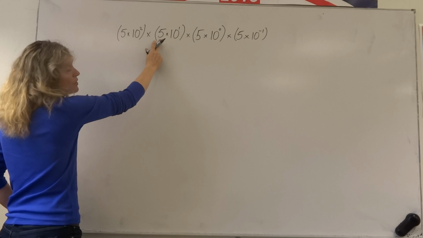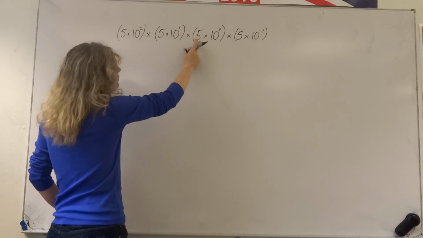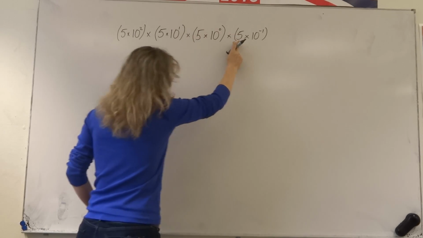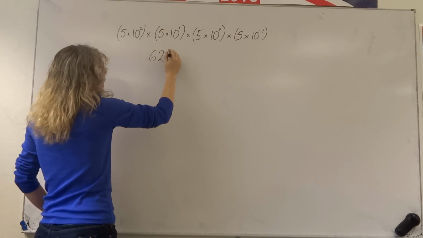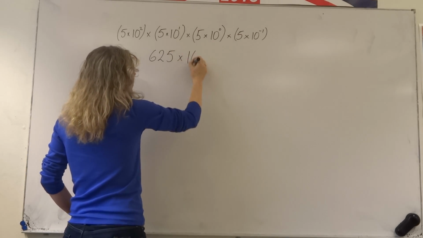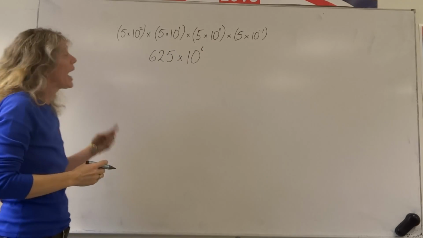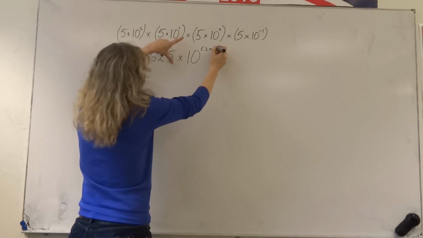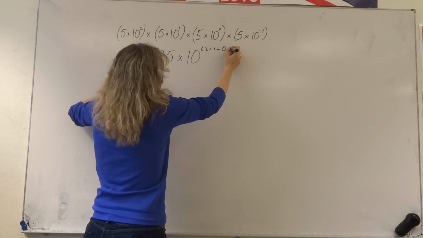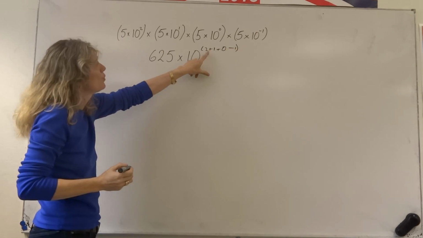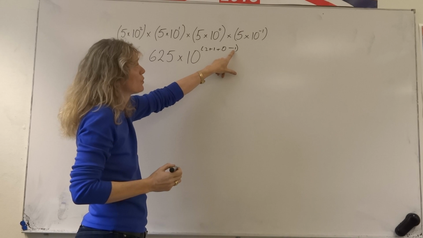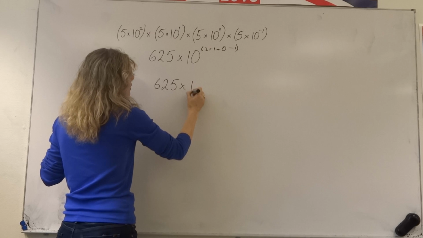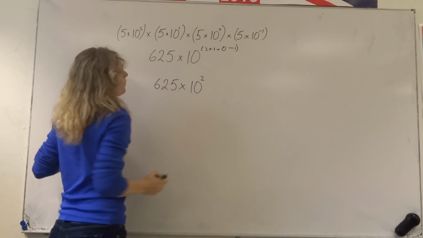5 times 5 would be 25. 25 times 5 would be 125. 125 times 5 would be 625. Then we take the number to the power 10 and we add all the powers that we have. Here we have a 2, here we have a 1, here we have a 0, and here we have a minus 1. 2 plus 1 is 3, 3 minus 1 is 2. So our answer would be 625 times 10 to the 2.